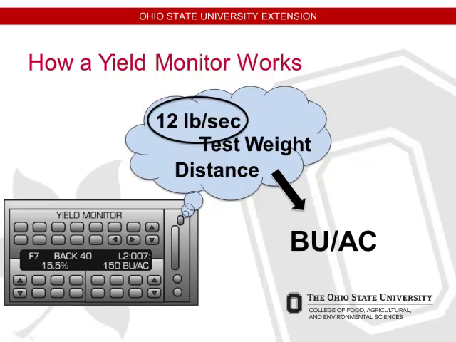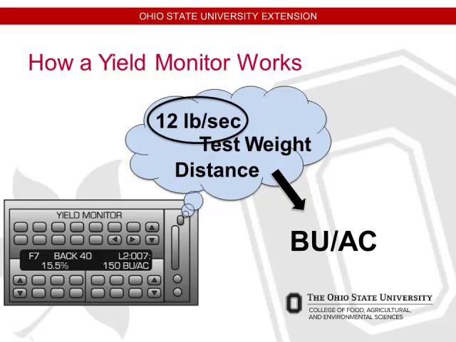But that's not what we're using for decisions, right? We're talking in bushels per acre, so there's still even more calculations that need to go on. Your yield monitor software takes into account that 12 pounds per second, and then other information like the test weight and the distance that the combine's traveled since the last time that it did this calculation, and it does some fancy math that's going to give you that number in bushels per acre that we really care about.